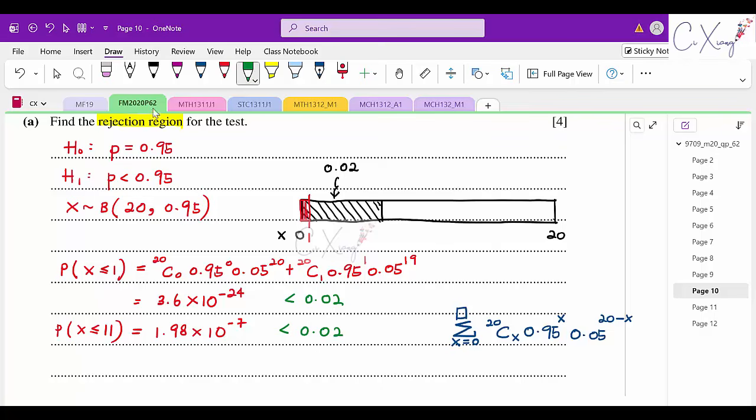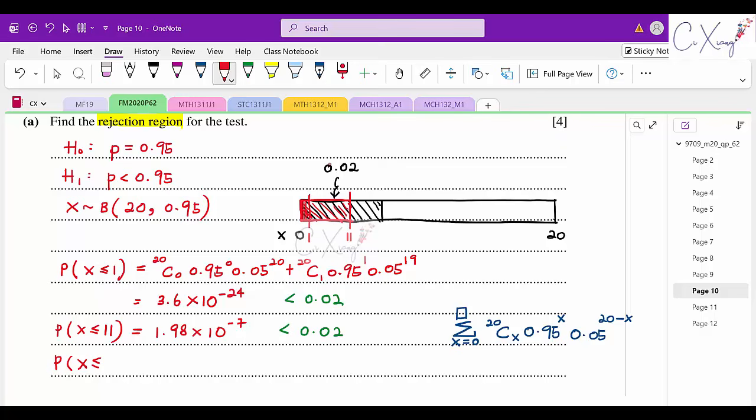Okay, so this value also tells us that the 11 still falls under the rejection region, because the whole area on the left hand side of 11 is 1.98 multiplied with 10 power negative 7, which is still smaller than 0.02. That means you haven't gotten the largest possible value under the rejection region yet. So let us continue further.